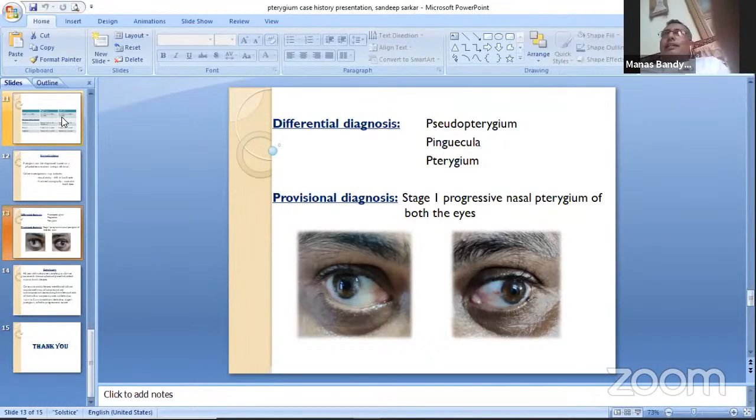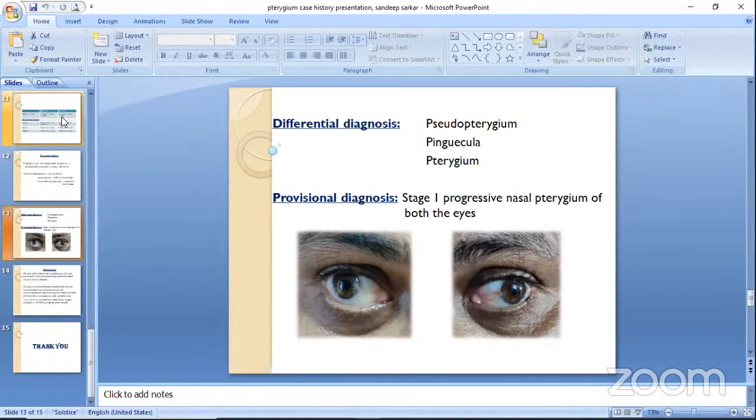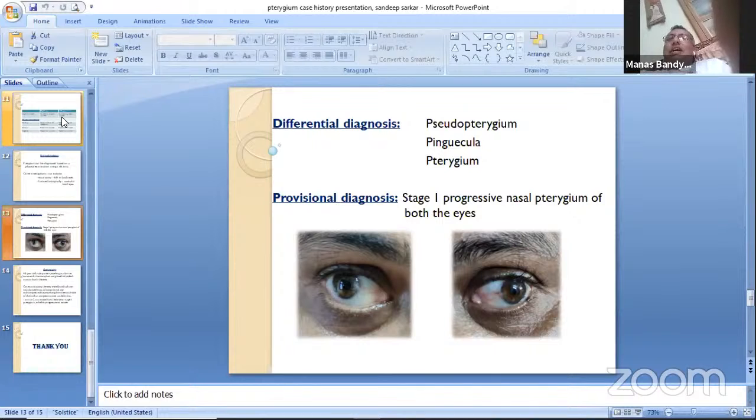You don't have to anesthetize the conjunctiva? Without anesthetization, pass the probe? Yes, sir, we have to anesthetize, otherwise it will cause pain to the patient. All right. Did you mention anything regarding the treatment of this pterygium?